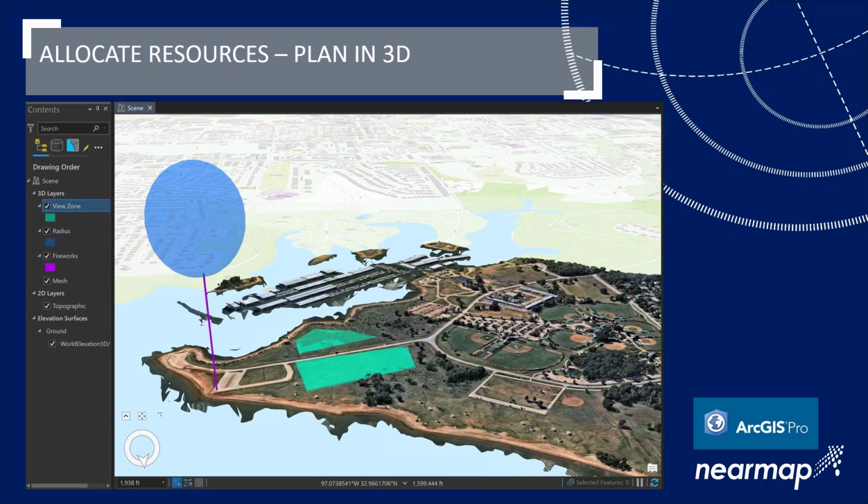So again, the 3D data in an ArcGIS platform, in ArcGIS Pro specifically, the visibility analysis is not available with this type of data in ArcMap, but in ArcGIS Pro, it's super, super easy. And I'll hand it back over to Charles.